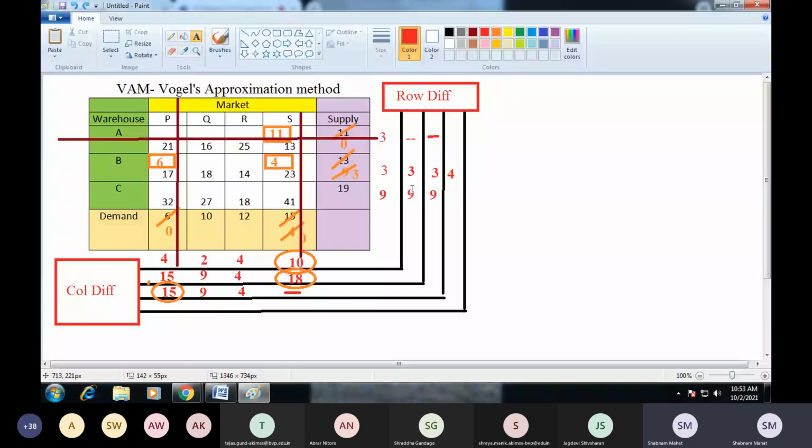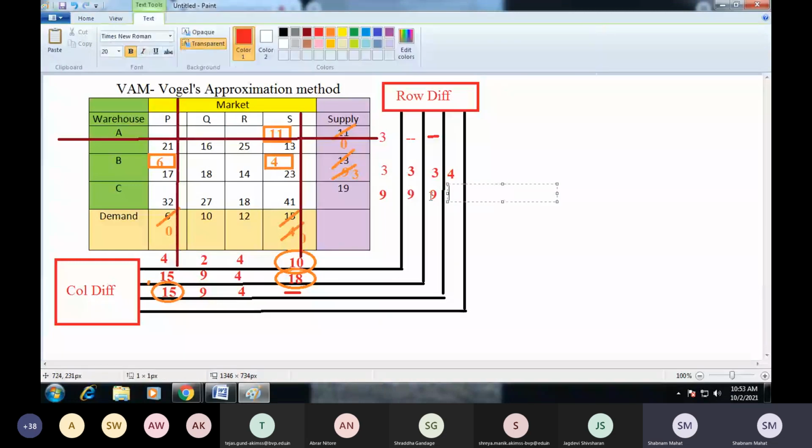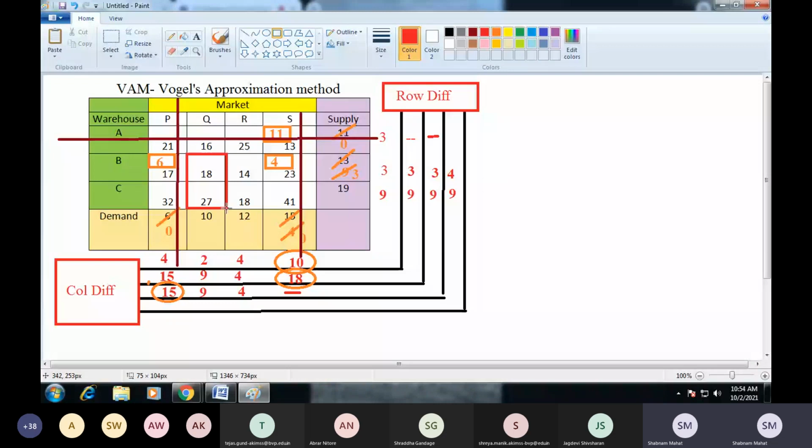Now check the columns. In the first column there are two values, 18 and 27, and the difference between 18 and 27 is 9. In the other column there are two values, 18 and 14, so the difference between 18 and 14 is equal to 4. So write down 4 here. Now check where your maximum penalty is. As you know, the first row is also removed from our calculation, and the first column is also removed, and now the fourth column is also removed.